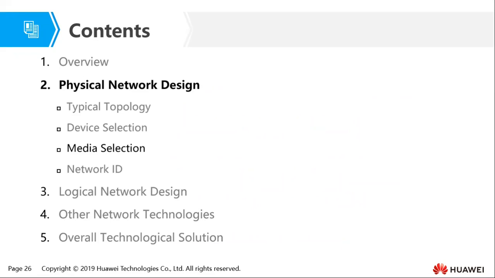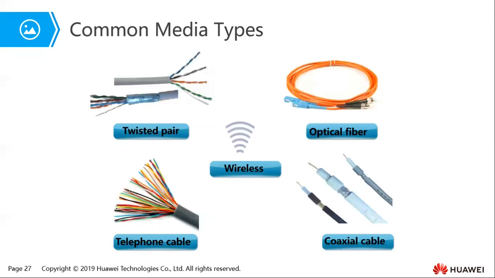So after device selection, we need to look at media selection. So we can look at media selections, then network ID, and then we proceed for a short break, and then we come and look at logical design.